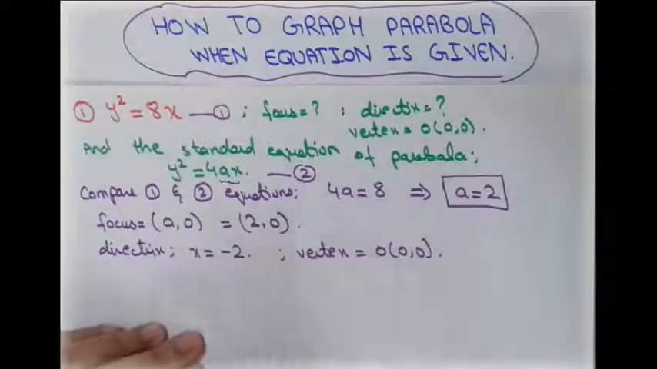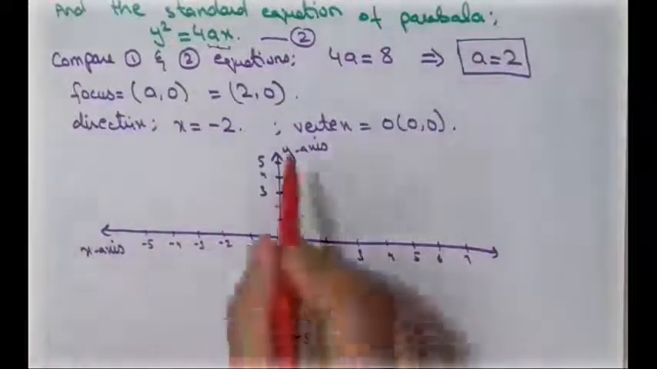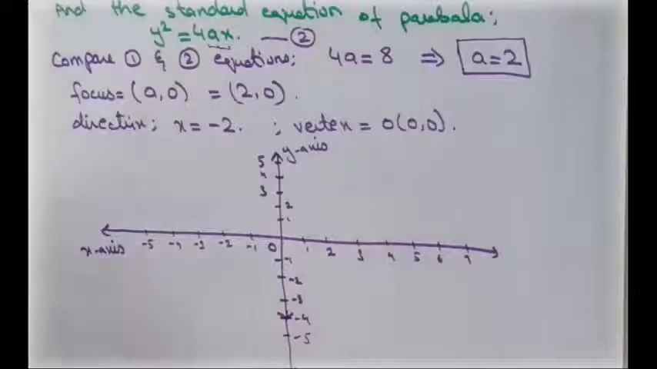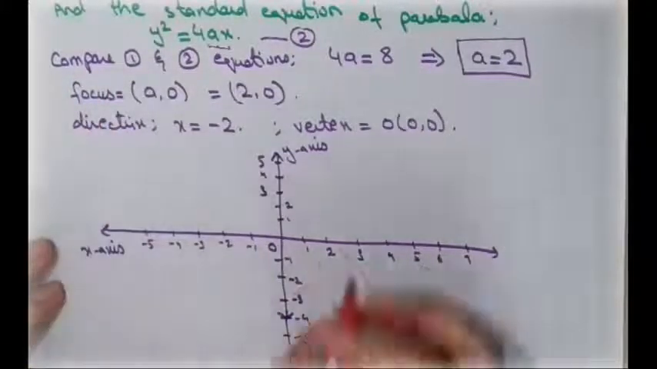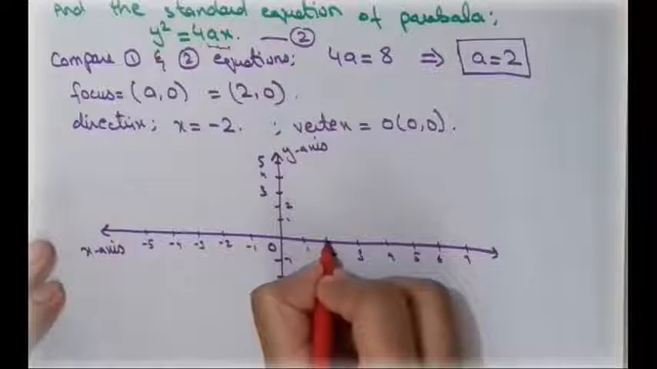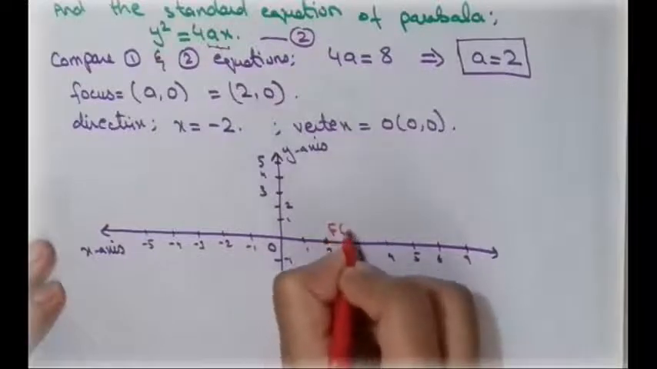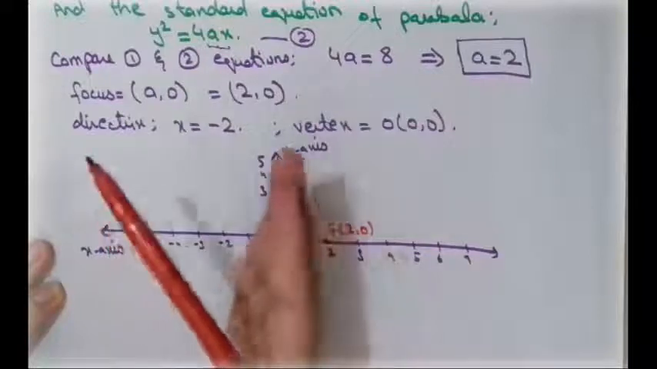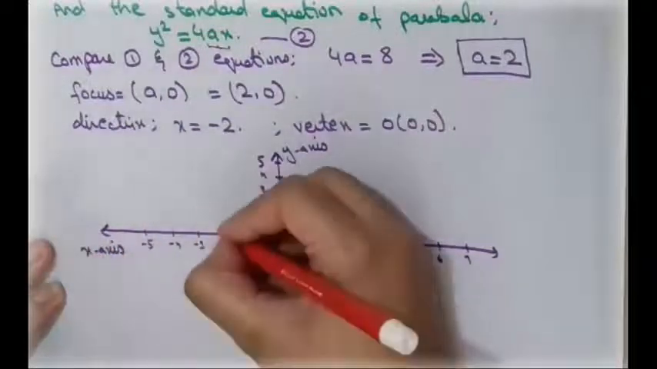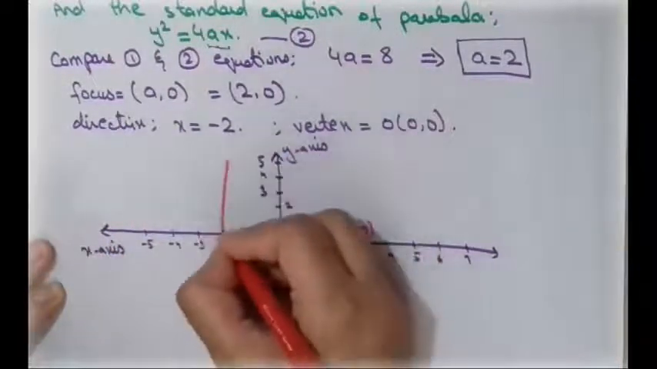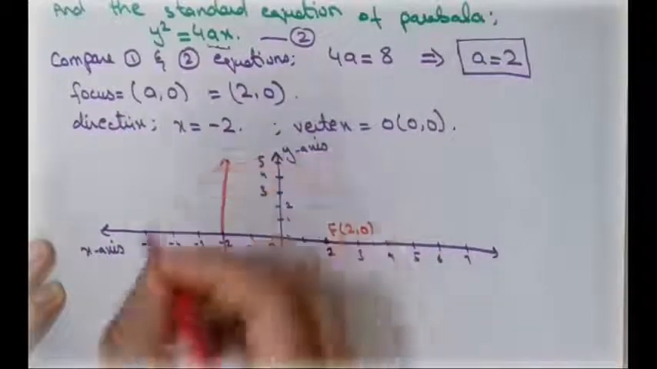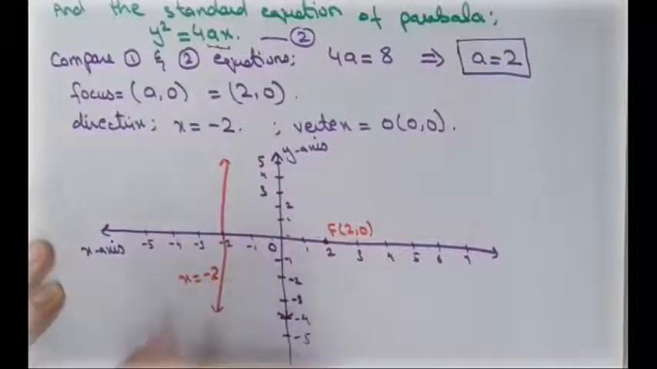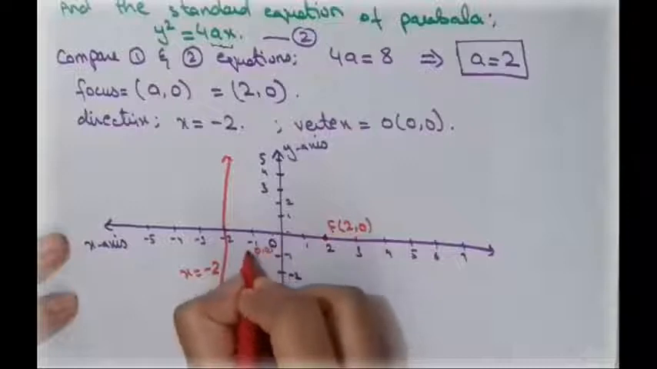Now it's time to plot it. So here is the x-axis and here is the y-axis. First we plot the focus on it. Here is the focus, which is (2, 0). So here is the point (2, 0), and for the directrix, if a equals 2, then the directrix moves to minus 2. So here is the line x = −2. The vertex is (0, 0).